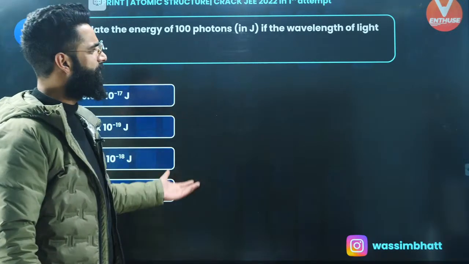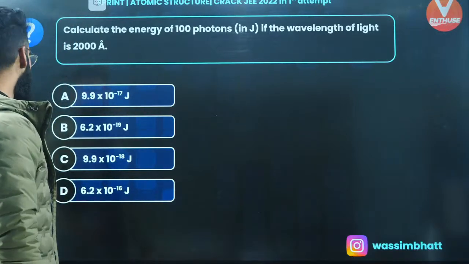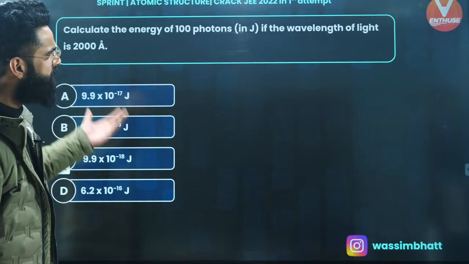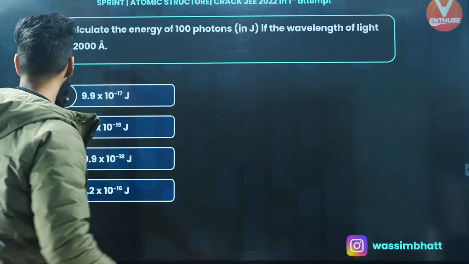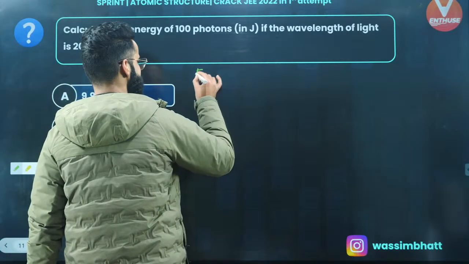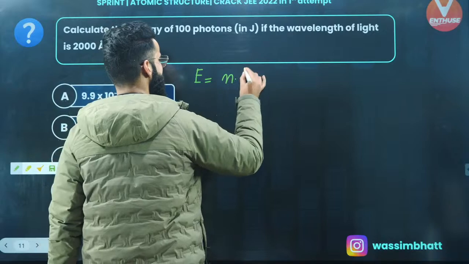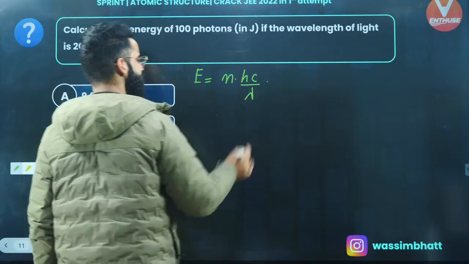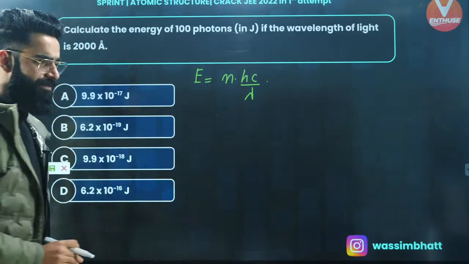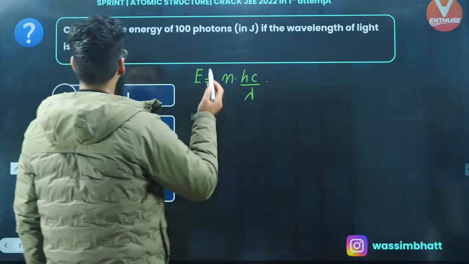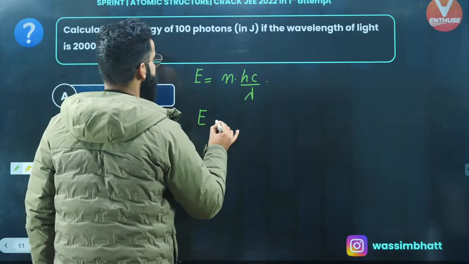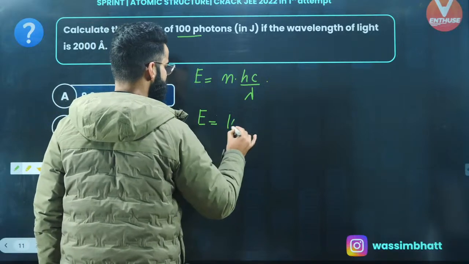Calculate the energy of 100 photons. Again, a simple question. You need to calculate the energy of 100 photons in joules if the wavelength of light is 2000 angstrom. You must have studied about this relation, right? E is equal to nhc divided by lambda, the energy possessed by n photons, right? So people, we need to calculate the energy possessed by 100 photons. So n value is 100.